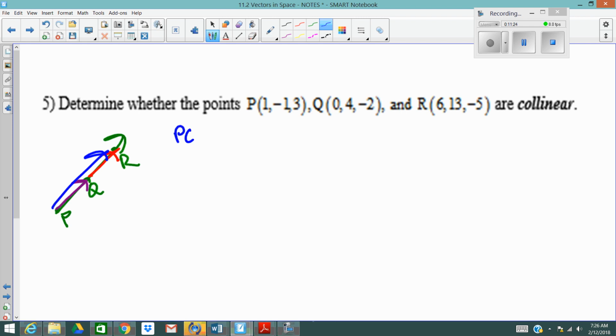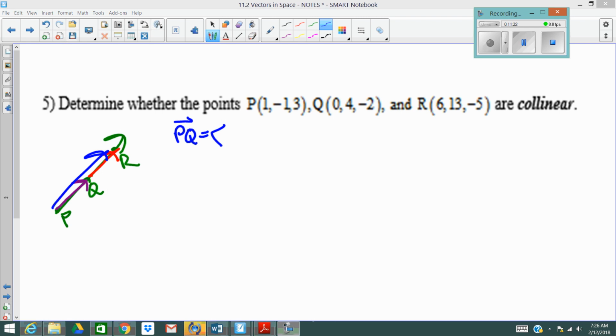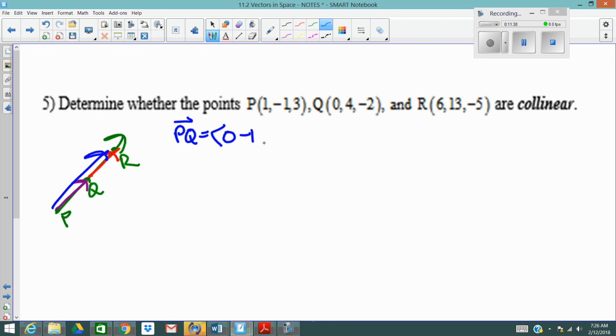So for vector PQ, we're starting at P and heading in the direction of Q, so P's our initial, Q's our terminal. So 0 - 1, 4 + 1, -2 - 3, which is -1, 5, -5.